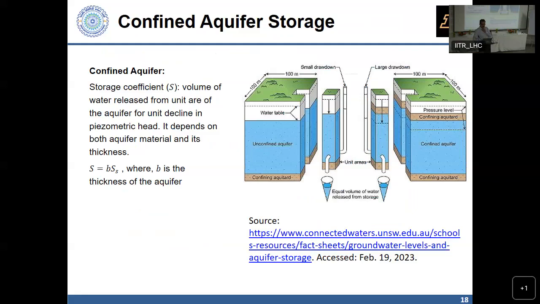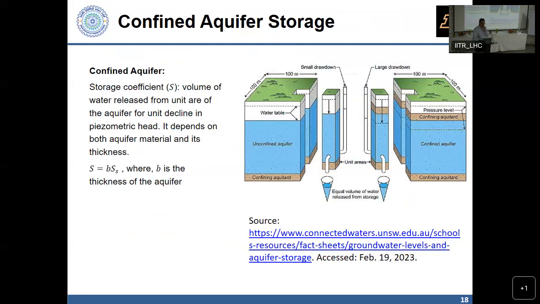So that is what we call a storage coefficient, sometimes also called storativity. So it's the volume of water released, for a confined aquifer where the piezometric surface is dropping, from unit area of the aquifer per unit decline in piezometric head. So volume divided by area divided by unit decline in piezometric head. So storage coefficient S is dimensionless. For an unconfined aquifer, it's the same thing, but now it's a fall in the piezometric surface, which actually means a fall in the water table.